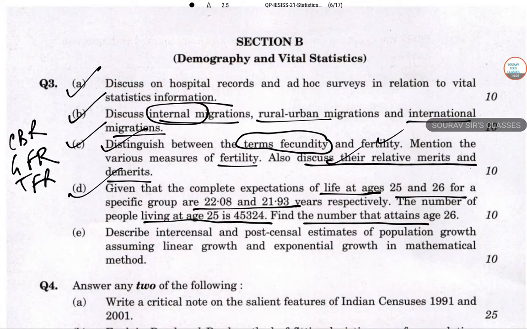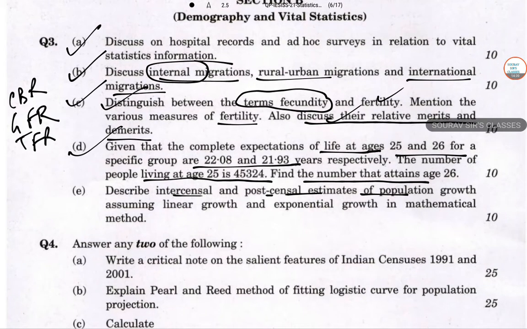Next is: describe intercensal and post-censal estimates of the population growth, assuming linear growth and exponential growth in the mathematical method. So pretty easy. Intercensal estimates are calculated using the data where the beginning and end years are reported, and post-censal estimates are calculated using only the beginning. So only beginning and end. Post-censal is actually less informative, and the first one is more informative. And both linear and exponential growth based structures have been asked.